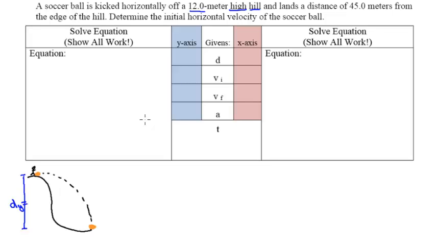So that's a distance in the y of 12.0 meters. But do you know what direction the ball goes in? It goes this way. It goes down. So I'm going to apply a negative sign there. It also tells me that the ball travels a total of 45 meters, and that is the distance in the x.